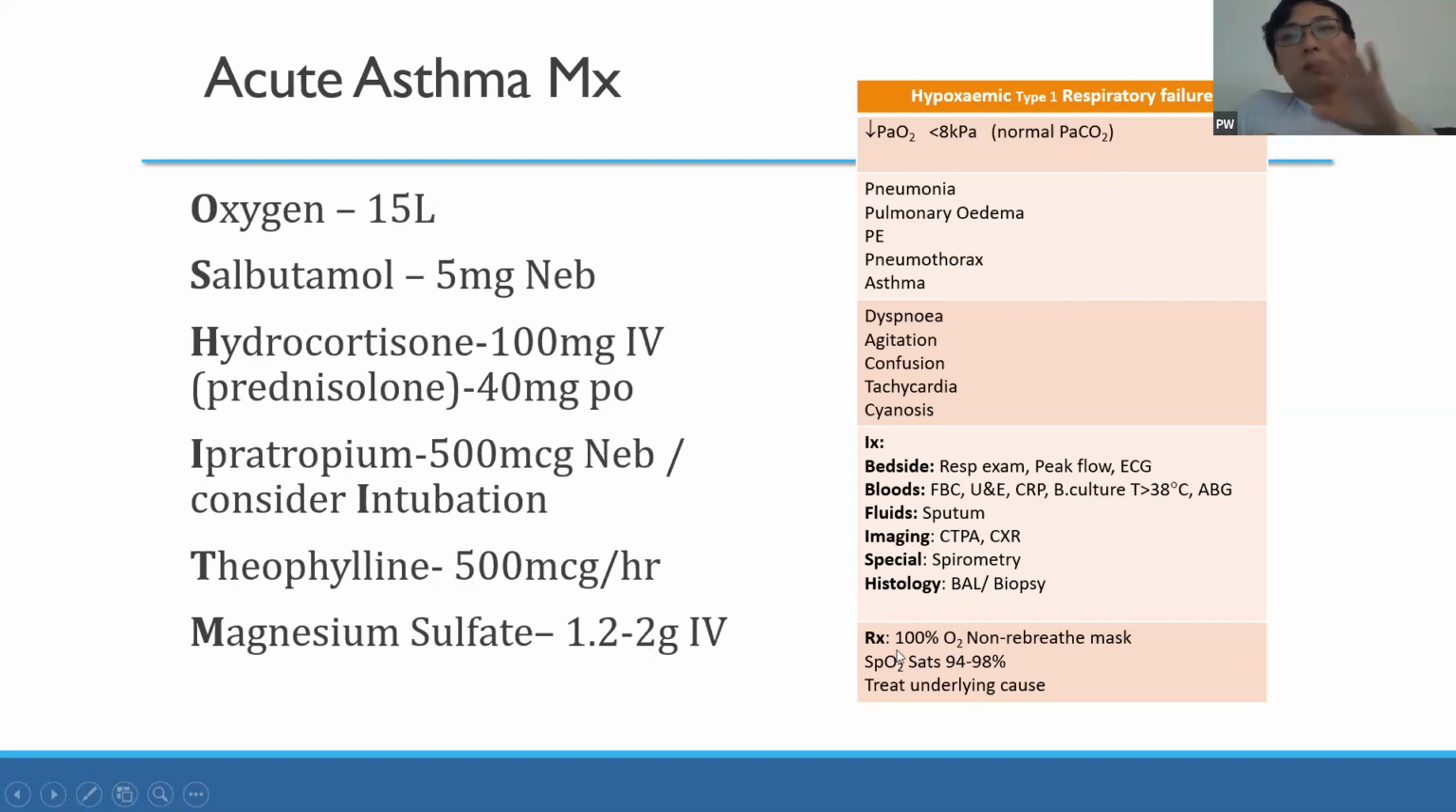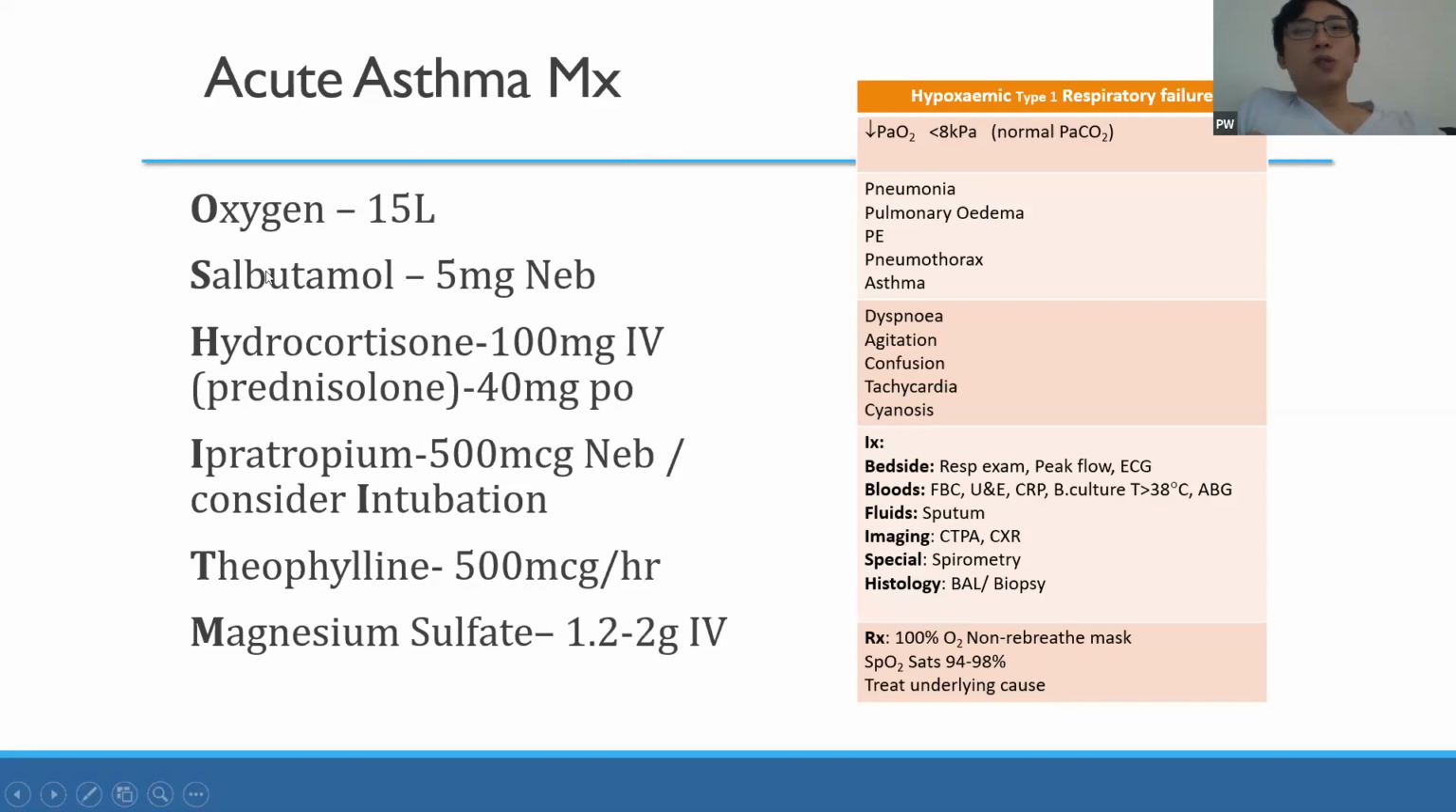So you're going to be putting them on 100% non-rebreathe oxygen, 15 liters of oxygen, because if they're that sick, if they're particularly unwell in terms of their oxygen getting impaired, you're going to be wanting to aim to have their oxygen levels above 95%. And you're going to be wanting to treat the underlying cause, which is how we're going to go through here. So you put them on oxygen, and we've got a bit of an acronym. So it's oxygen, put them on 15 liters, aim for above 95% oxygen saturations.